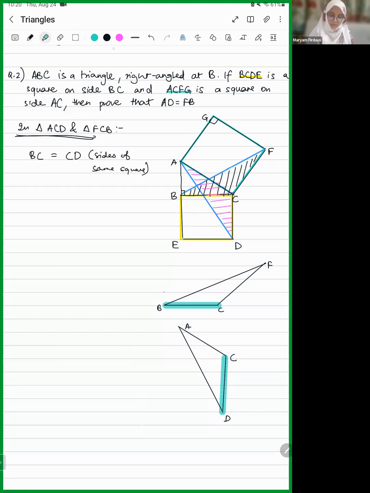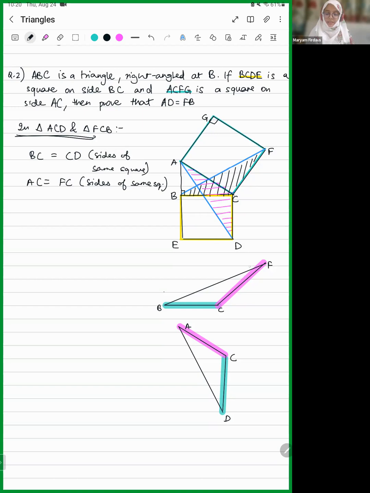I think you can say AC is equal to FC. Very good. AC is equal to FC, this one. Because again, they belong to the same square. So AC is equal to FC. Again, sides of the same square.